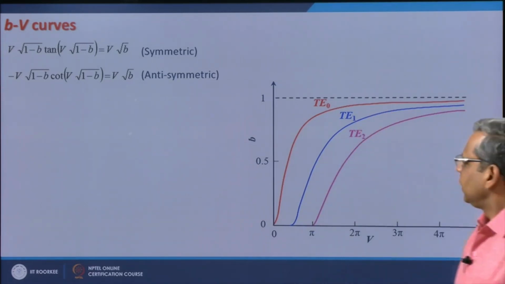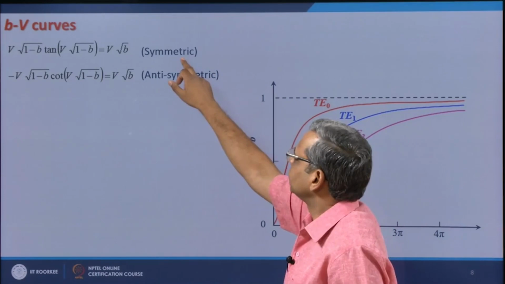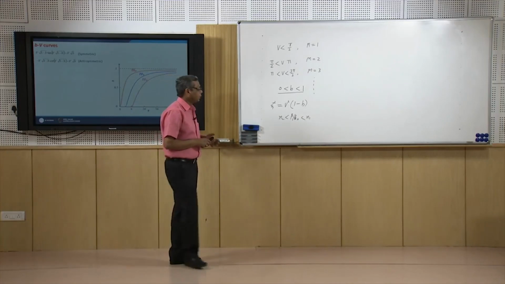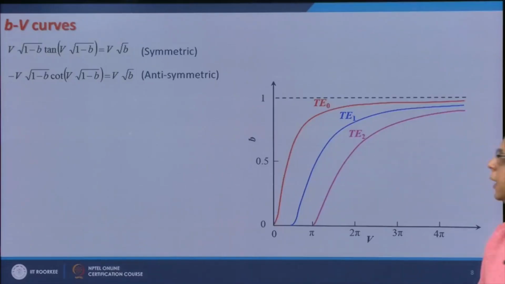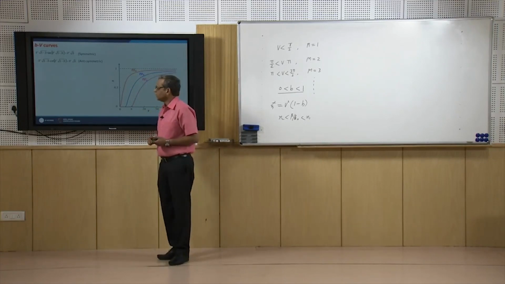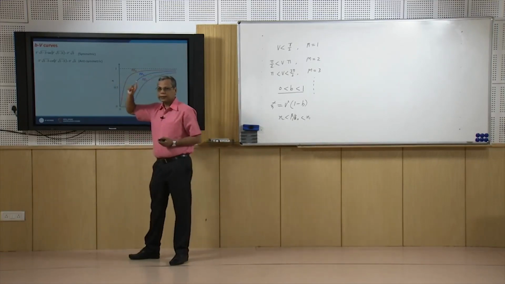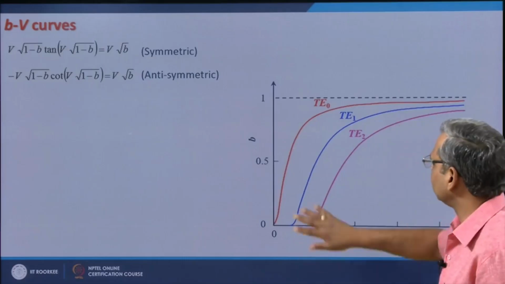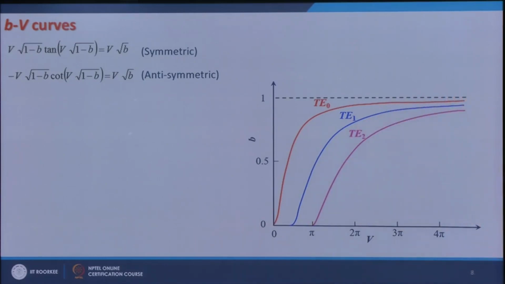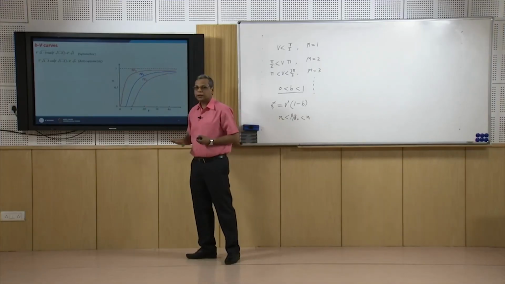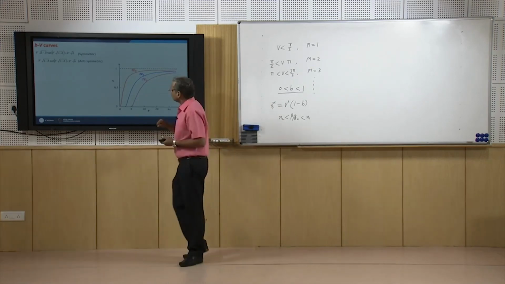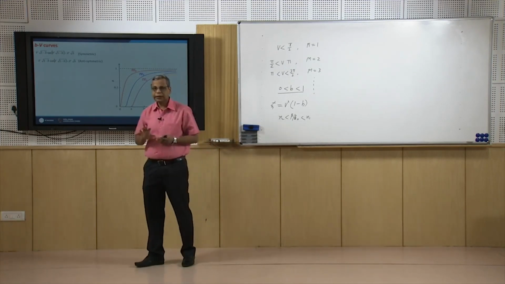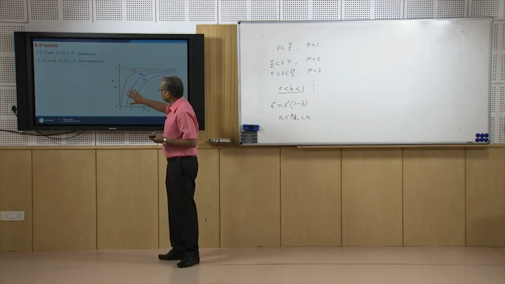The very first root which comes from here, which is closer to 1, is the TE0 mode. The first root from here is the TE1 mode. The second root from here is the TE2 mode, and so on. So, I plot them. Once I have plotted them, then these curves are universal curves. Once I have done this exercise, then it is forever. These are universal curves.